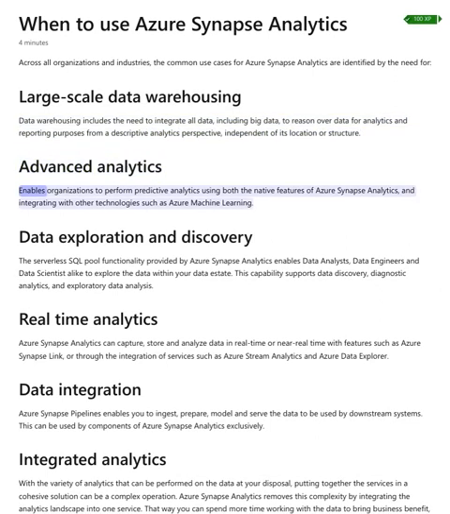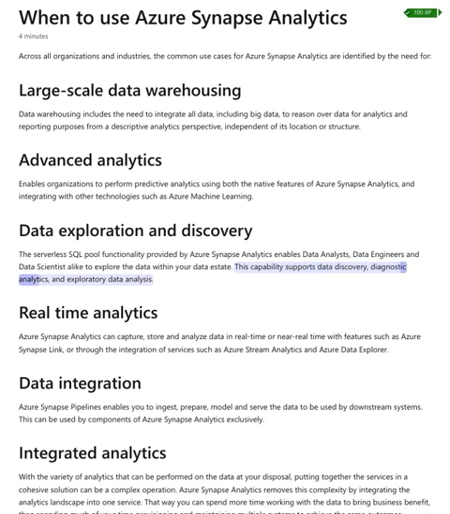Advanced Analytics enables organizations to perform predictive analytics using both the native features of Azure Synapse Analytics and integrating with other technologies such as Azure Machine Learning. Data Exploration and Discovery. The serverless SQL pool functionality provided by Azure Synapse Analytics enables data analysts, data engineers, and data scientists alike to explore the data within your data estate. This capability supports data discovery, diagnostic analytics, and exploratory data analysis.